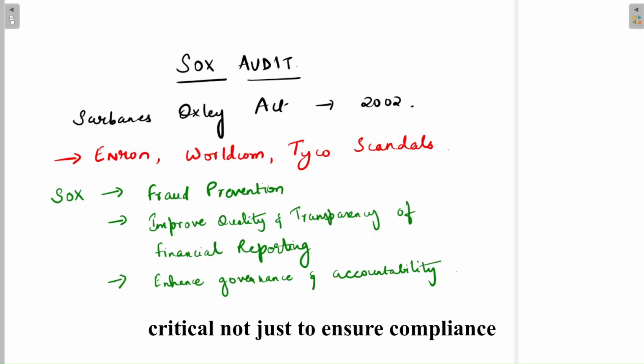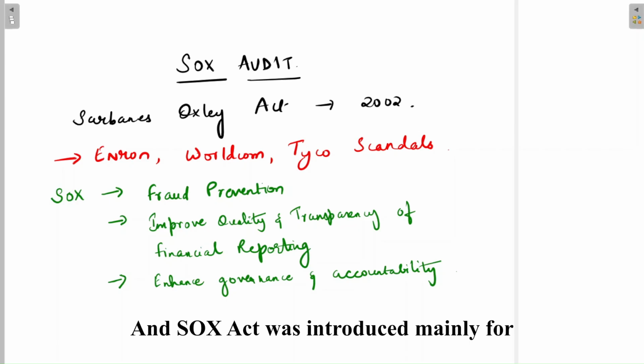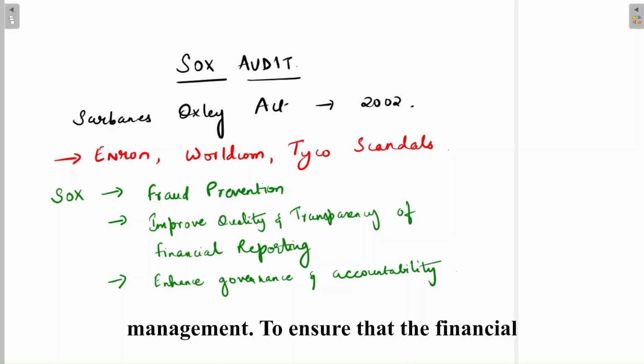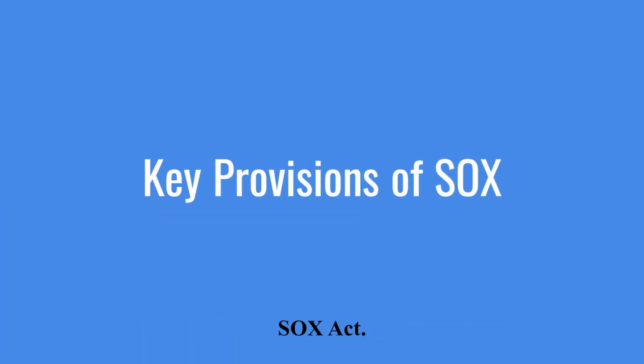and thus SOX is very critical not just to ensure compliance but also to enhance public confidence. And the SOX Act was introduced mainly for prevention of fraud, for improving quality of financial reporting, and imposing accountability on the management to ensure that the financial statements are accurate. So let's see what are some key provisions of the SOX Act.